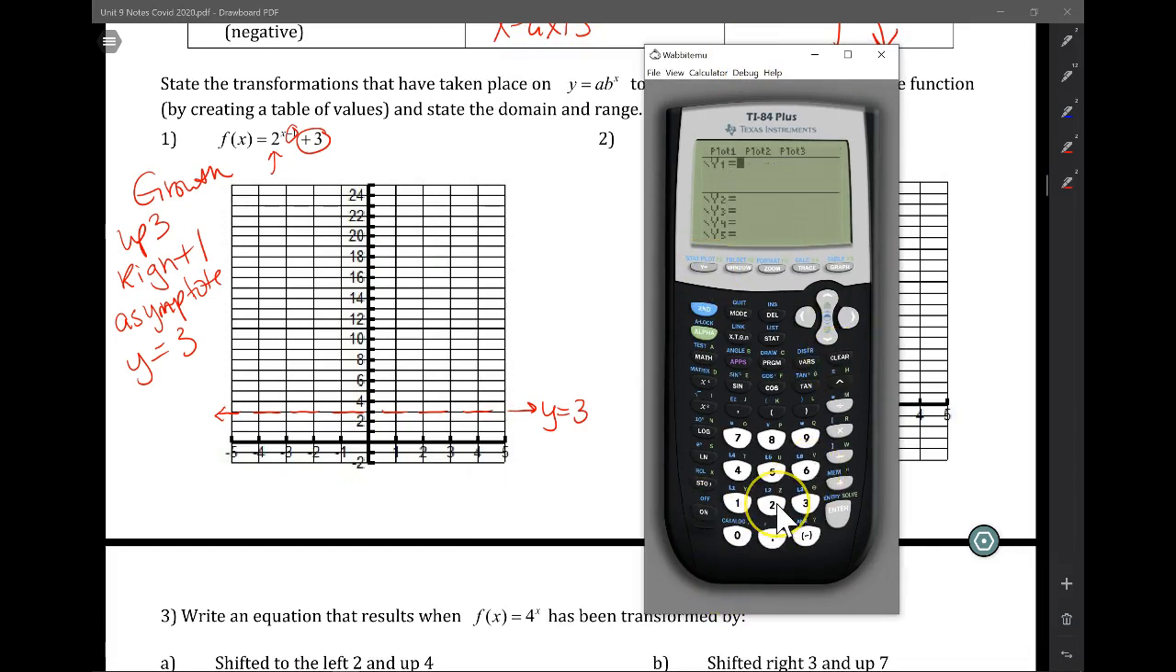And we are going to type 2 raised to the x minus 1. And then arrow over and then hit +3. Go to your table of values. And we're only going to graph the ones that we can fit. So my graph goes up to 24.